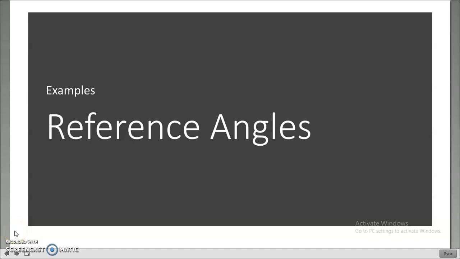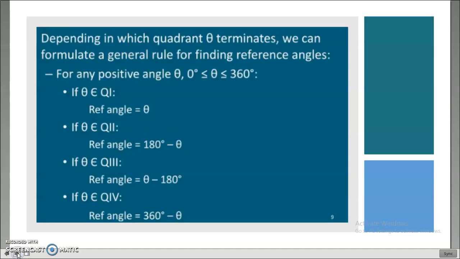Hello, today we're going to look at some examples of how to find reference angles. Depending on the quadrant in which the angle terminates, we can formulate a general rule for finding the reference angle.